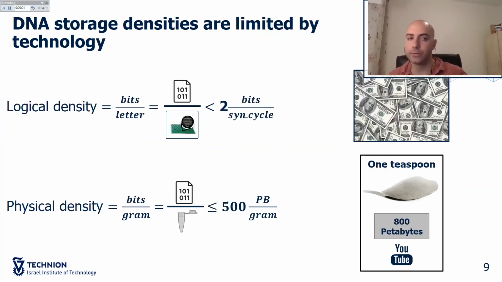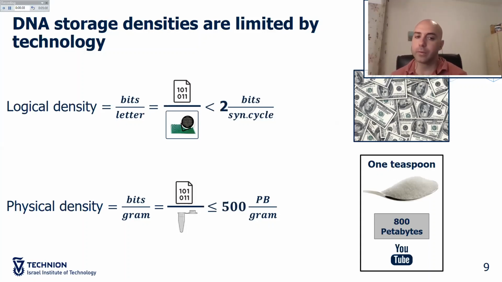To measure the density of DNA-based storage, we define 2 different measures. The first one is the logical density, or the number of bits per letter of DNA sequence. This measure is also highly connected to the synthesis process, since in every cycle of the synthesis we synthesize 1 letter, and therefore it directly affects the overall cost of DNA storage. It is limited by 2 bits per synthesis cycle, or 2 bits per letter, of course.